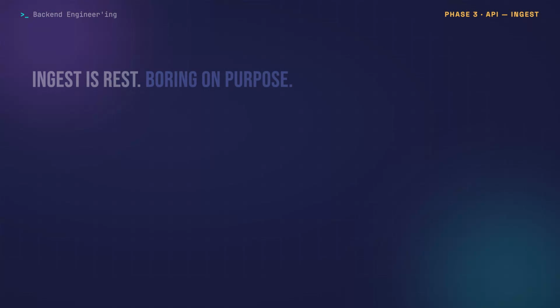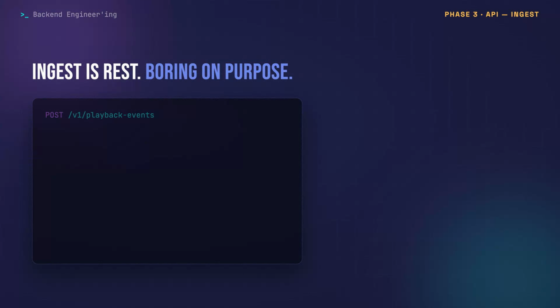Let's design the right side first. How events get in. This part is deliberately boring, and that's the point. It's a plain REST endpoint, POST to v1/playback events.